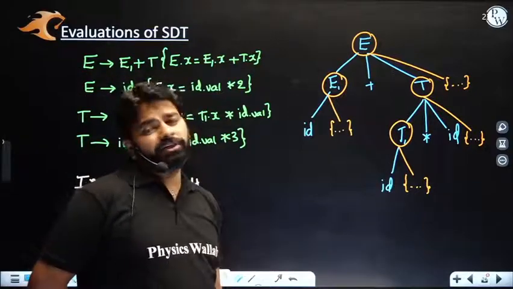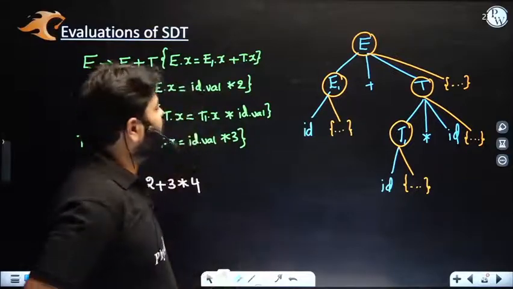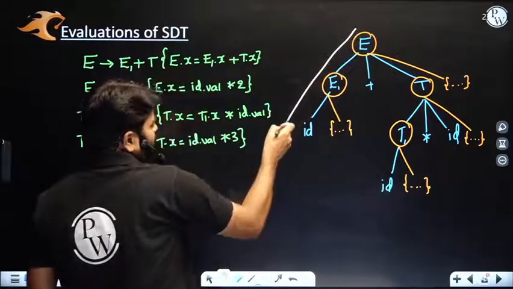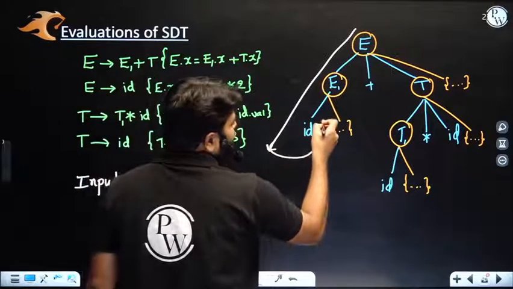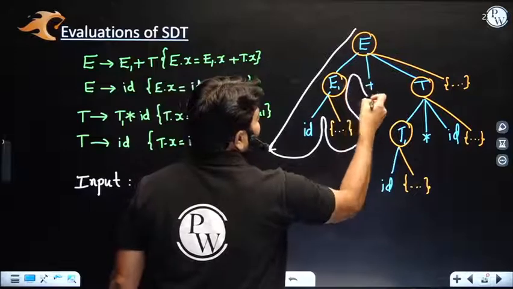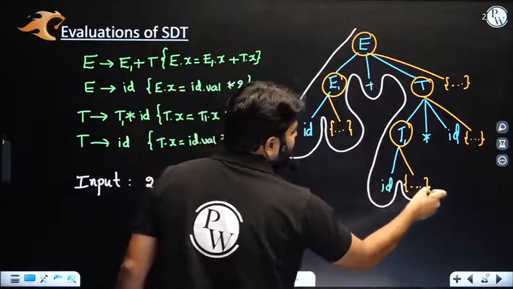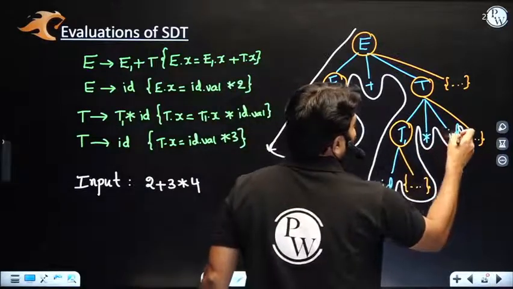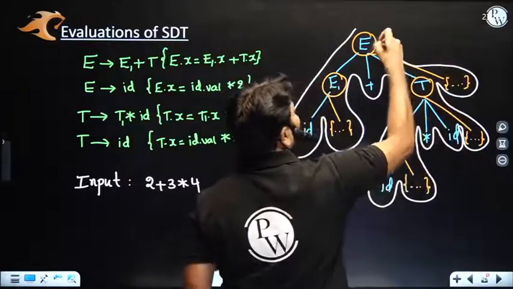What is L-attributed evaluation? First time we are seeing it. L-attributed evaluation means you start from the root and go depth first, left to right. Exactly the same way you follow the in-order concept. Whenever you see a translation in this order, just execute it. So only the translations you are going to execute and perform the equivalent job here. And you go to the root and you stop there.